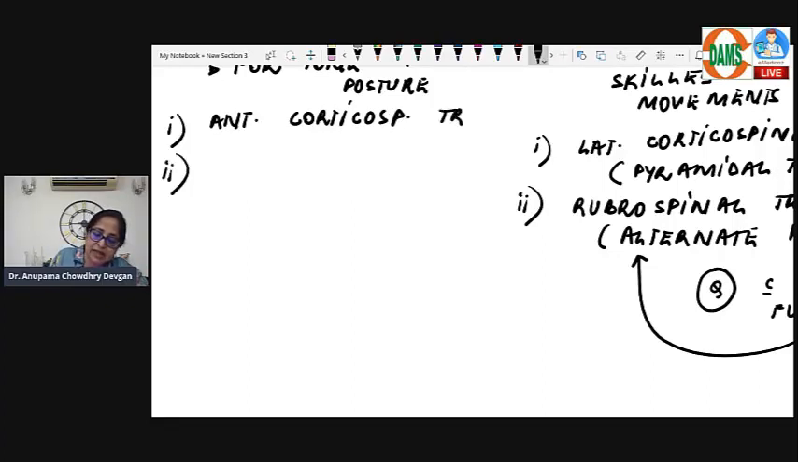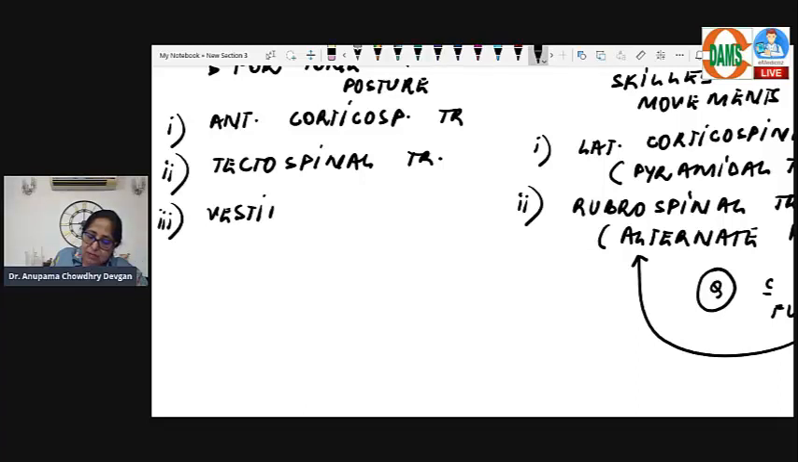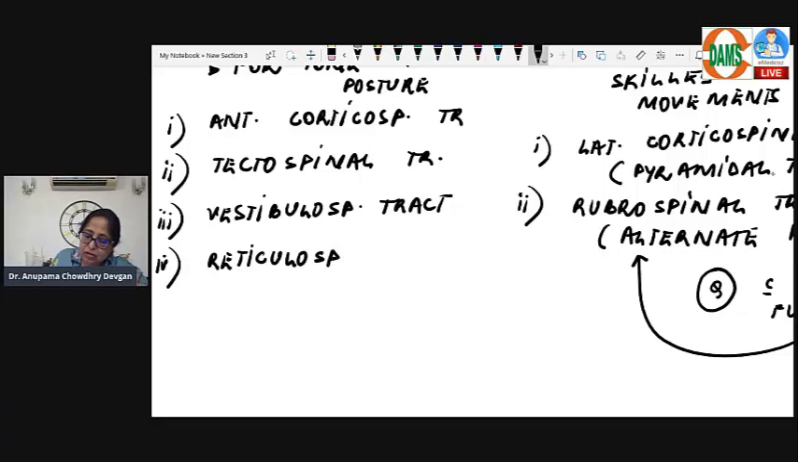Number 2, it is the tectospinal tract. What is the tectospinal tract? Tectospinal tract means from the tectum to the spinal cord. Then another one is the vestibulospinal tract, from the vestibular nuclei in the medulla to the spinal cord. Then you have the reticulospinal tract.